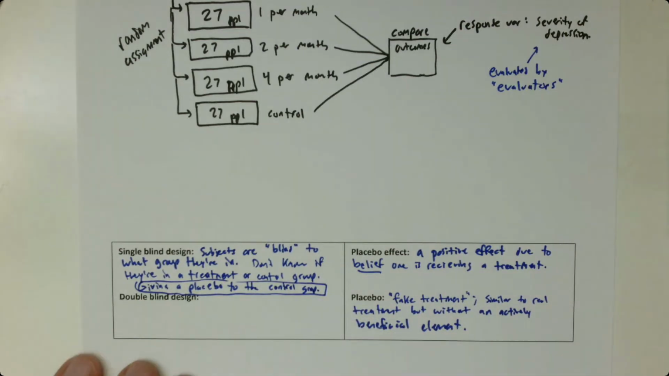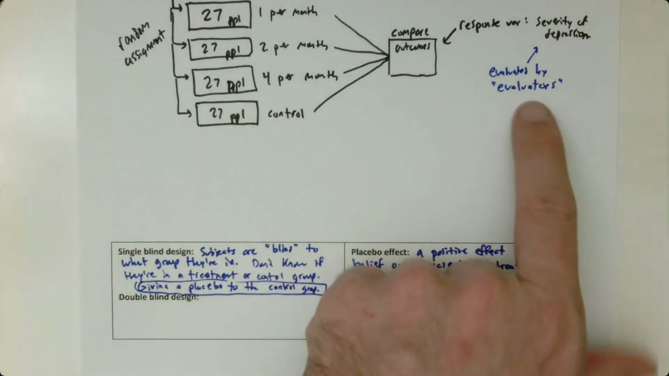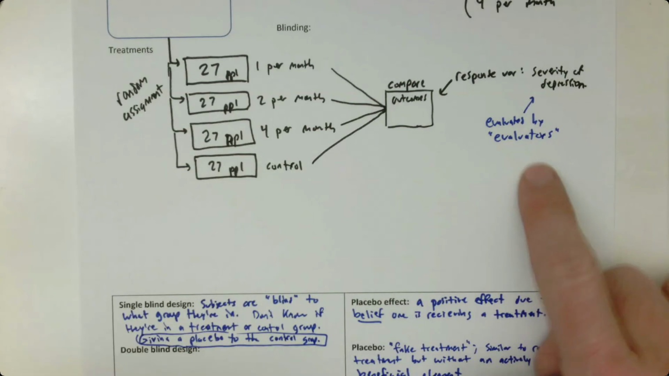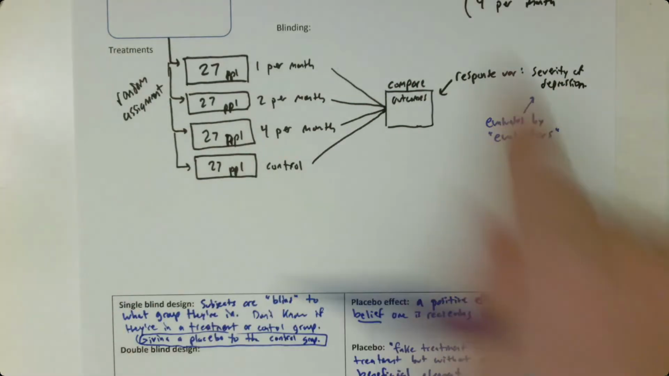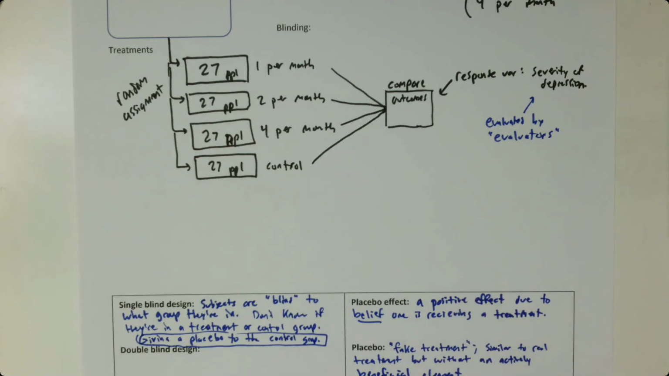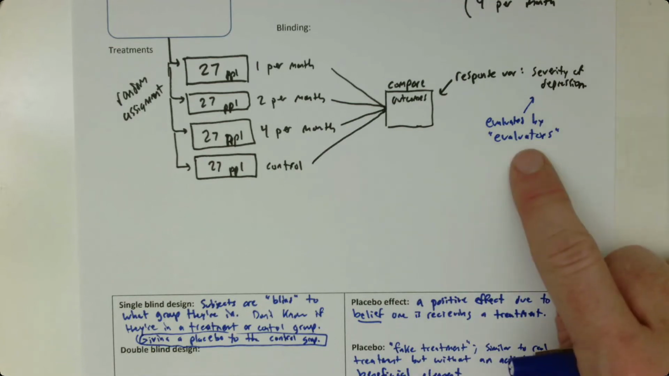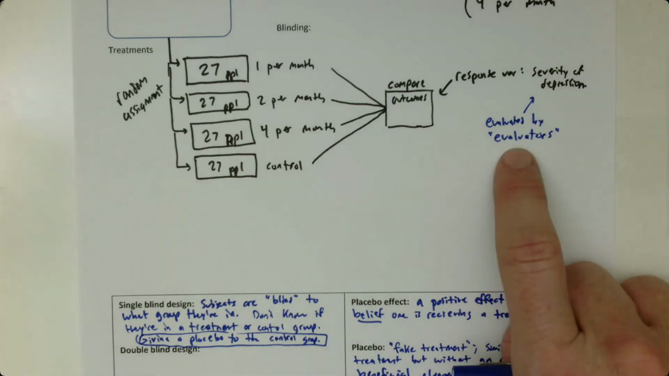Okay, but remember, there's another group of humans here. It's not just the people who are subjects in the experiment. They're also the experimenters themselves. So let's take a look at the evaluators over here. Let's say that the evaluators who are in charge of determining the severity of depression are the same people running the overall experiment. On the extreme end, you could imagine unethical experimenters who know which subjects were in what groups, and so they're intentionally fudging the outcomes.